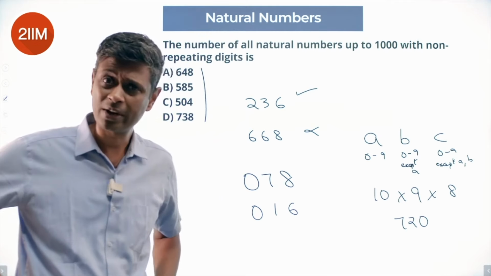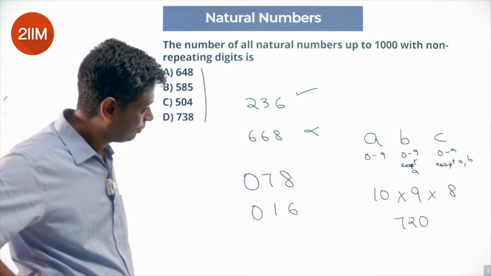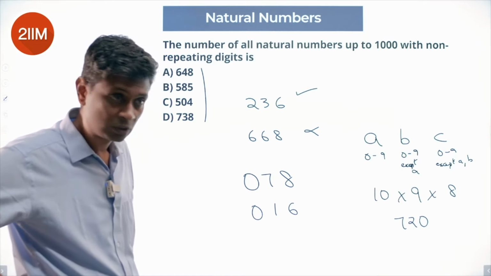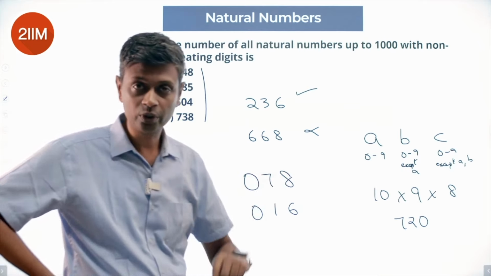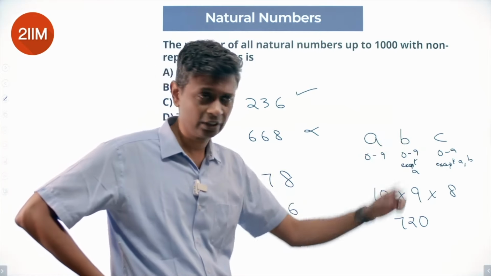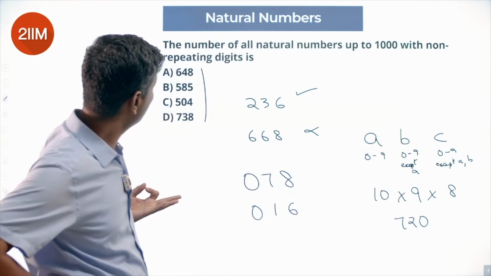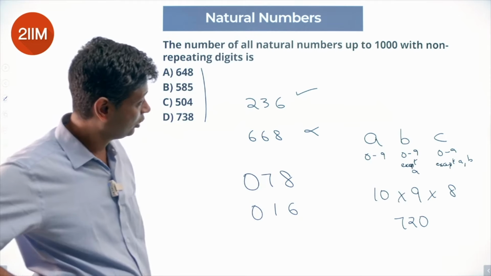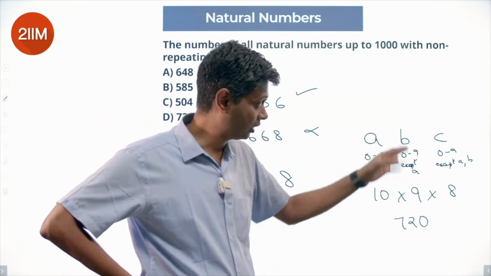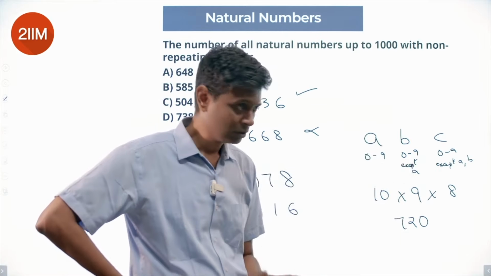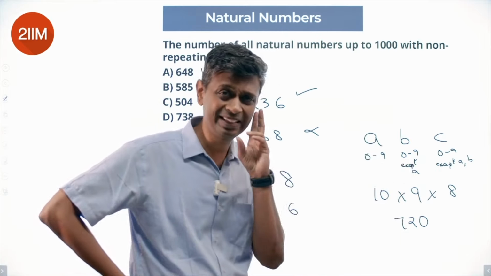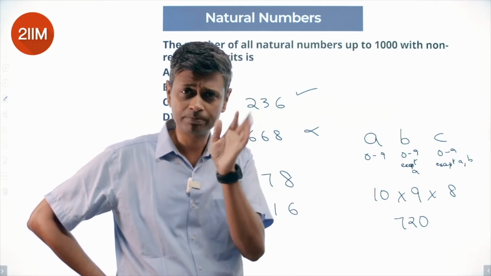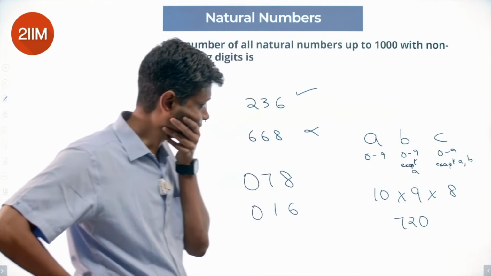10 into 9 into 8. And so now, if A were 0 and B were 1, C were 6, that will get counted. 0 to 9 except A, 0 to 9 except A and B. All three digits should be distinct, non-repeating digits, nothing should repeat. And so three digits being distinct, we're counting all possibilities.